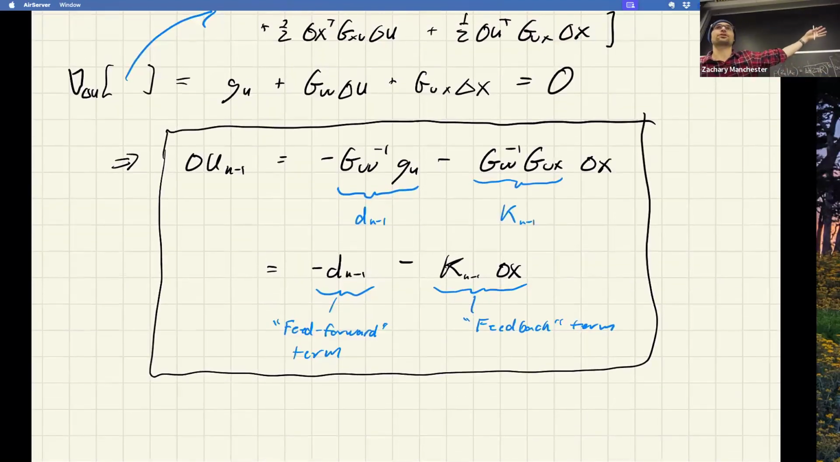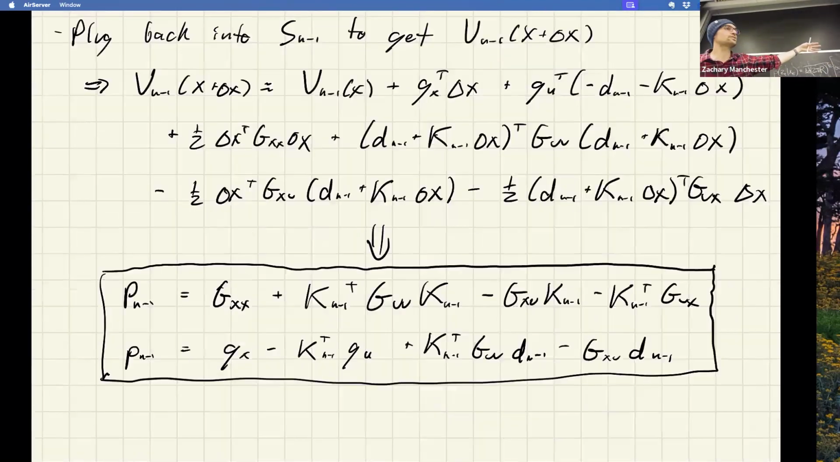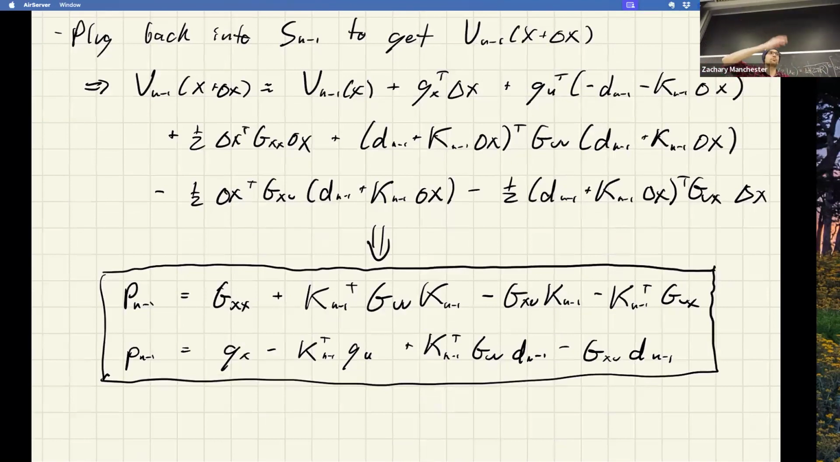This is the feedback law you're going to solve for, right? So now we're basically there. We bootstrap the algorithm. I can calculate this D and K, I can plug it back in and get the new P's, and then I can go back again, right? And keep moving back. So this is like we have bootstrapped.